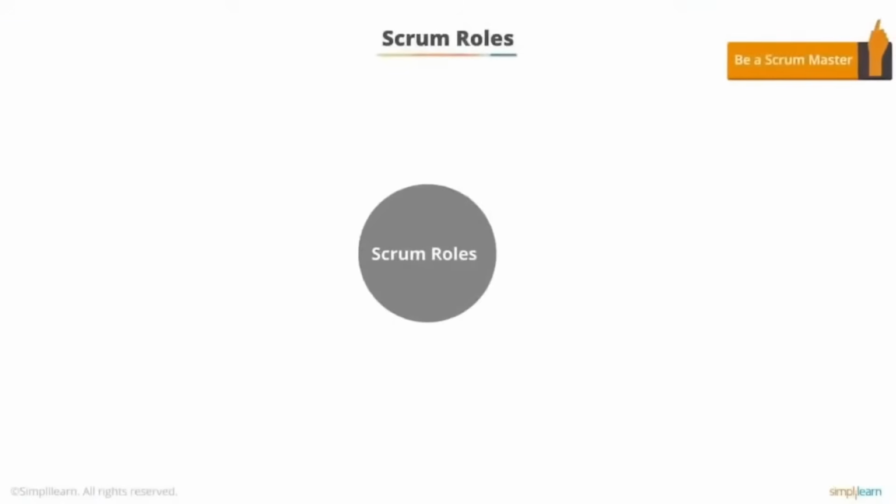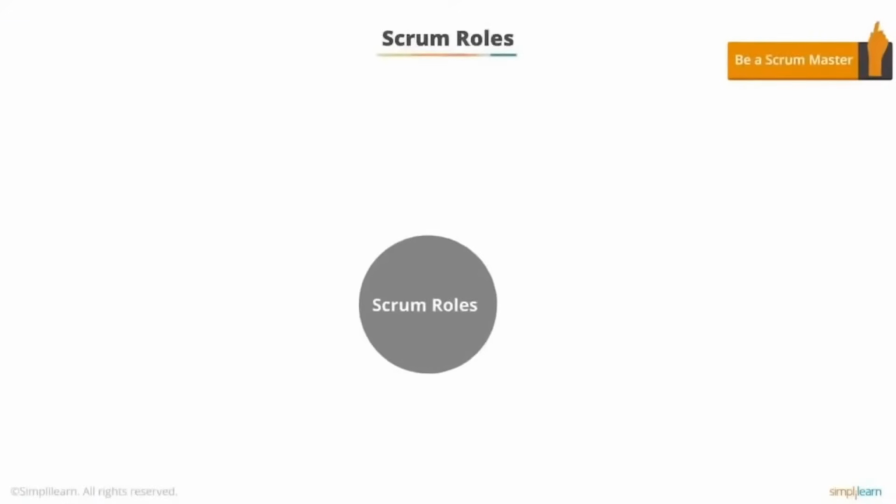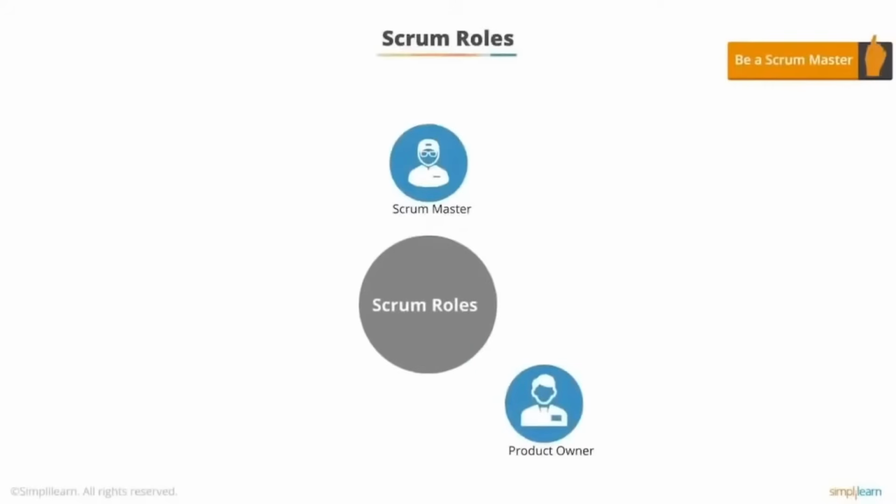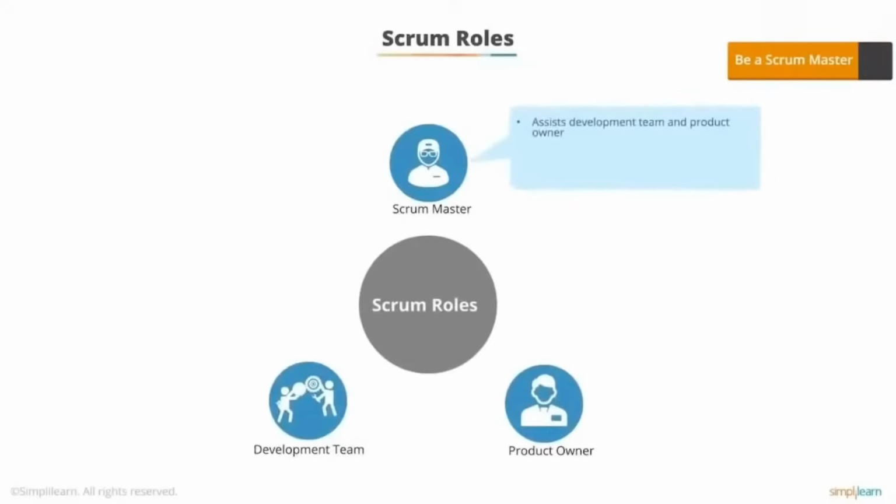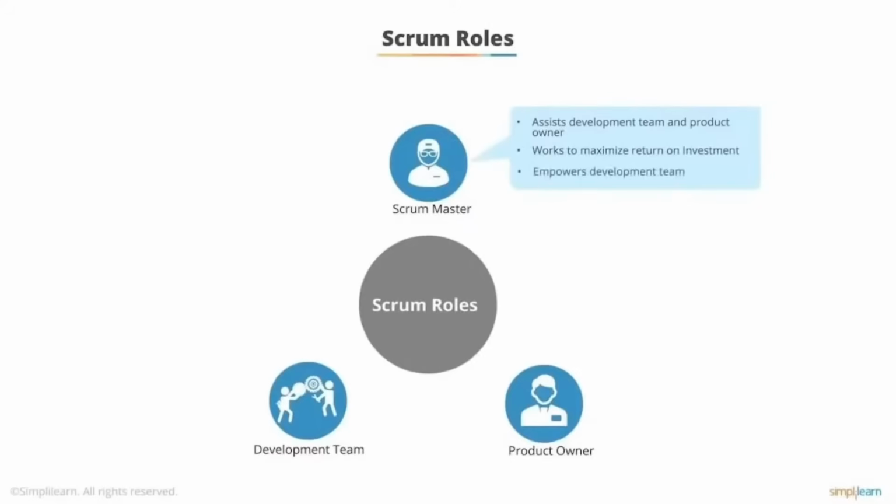There are 3 distinct roles in Scrum: the Scrum Master, the Product Owner, and the Development Team. The Scrum Master assists both the Development Team and the Product Owner. The Scrum Master works with the Product Owner to maximize return on investment. The Scrum Master empowers the development team by fostering creativity, removing impediments, and coaching and mentoring as appropriate.